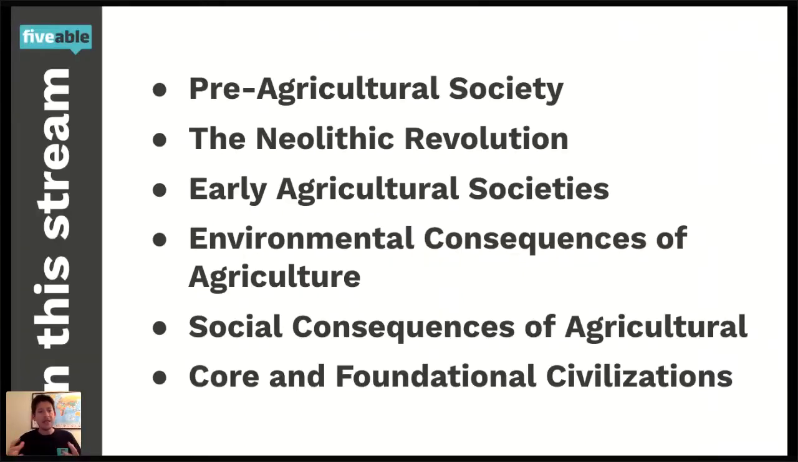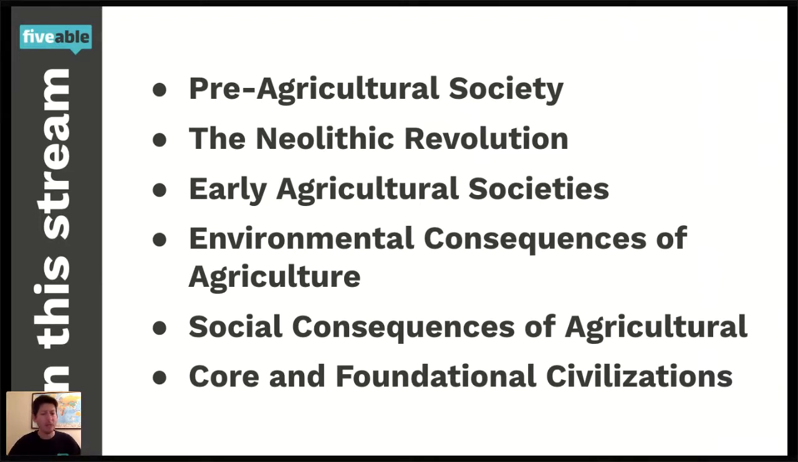We're going to be looking at the Neolithic Revolution, but we're going to start with what pre-agricultural society looked like and what it was doing. Then we're going to look at this agricultural Neolithic Revolution, this movement to farming, and talk about what that was and what it looked like. What did early agricultural societies look like? What were the environmental consequences of agriculture? That's something that often comes up in AP World History.